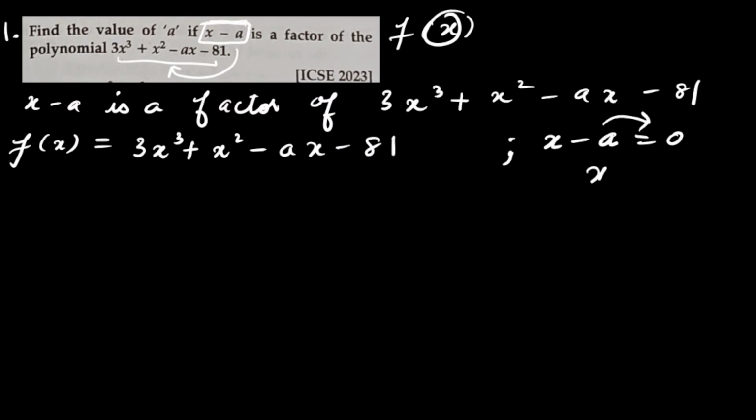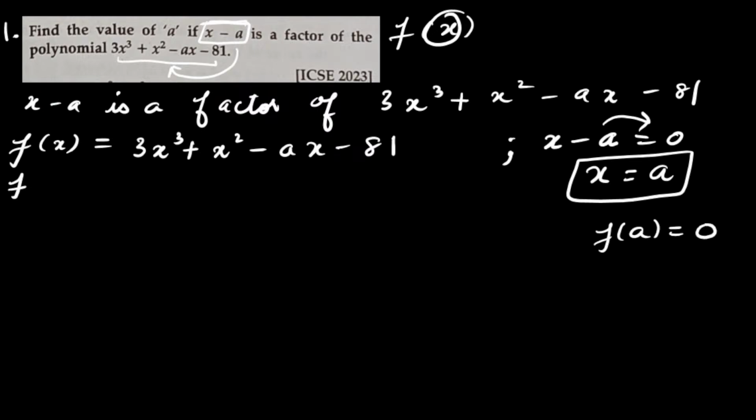So this a we will shift to the other side, and it will become plus a. The value of x which we have got is a. Now you just have to write that f of a is equal to 0. Whenever a polynomial is a factor, here x minus a is a factor, you have to write f of a is equal to 0. At the place of x, I write whatever value of x we have found, which is a.